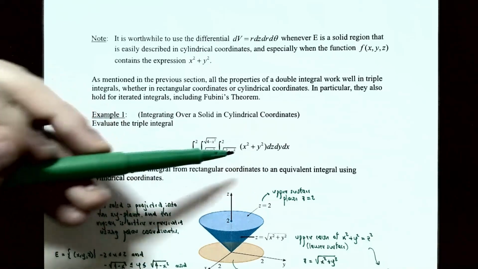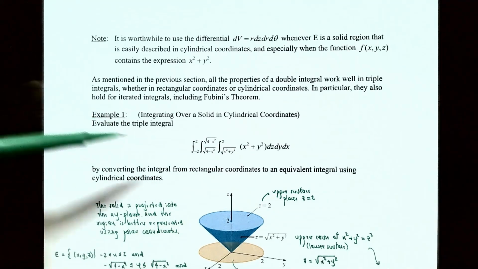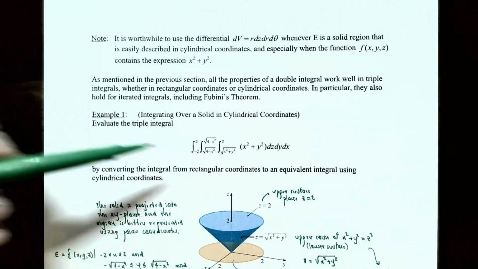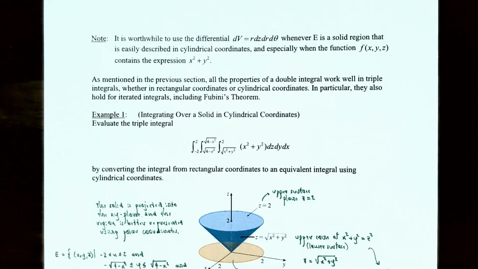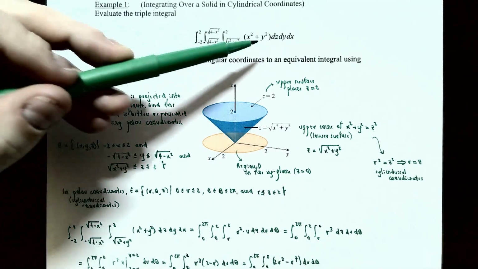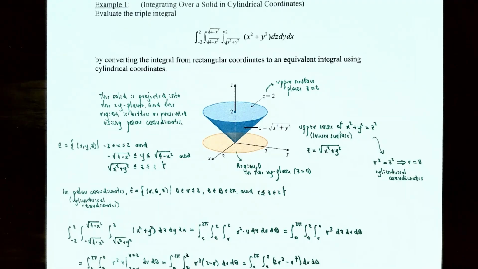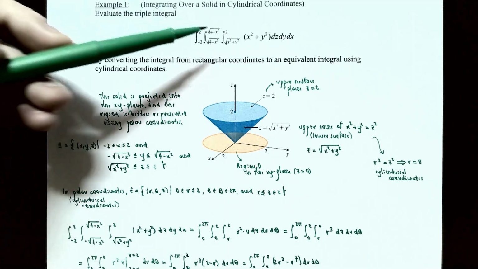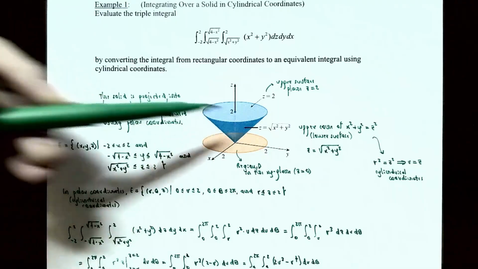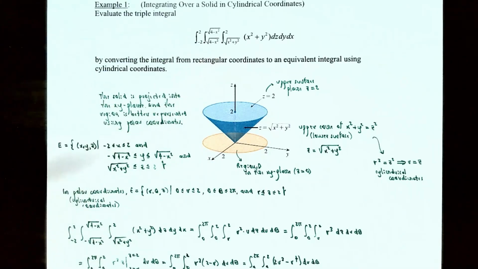And then the integrand is x squared plus y squared. We're going to evaluate this triple integral by converting this integral involving rectangular coordinates to an equivalent integral using cylindrical coordinates. Since we're integrating with respect to z first, we're projecting the solid that we're integrating over into the xy plane. So we're integrating between the surfaces z equals 2, which is a plane, and also z equals square root x squared plus y squared, that's a cone with vertex at the origin, (0, 0, 0).